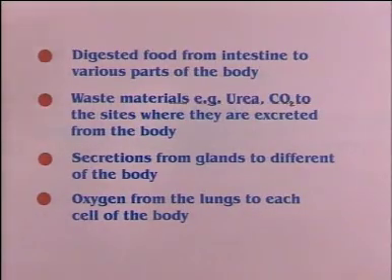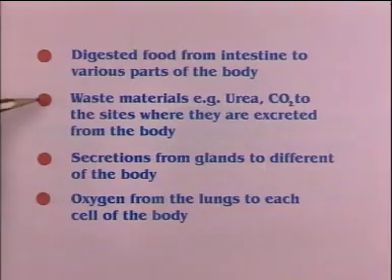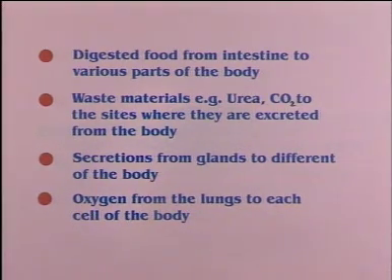From your previous knowledge, you must be knowing that blood is the main transport system of the body. It carries digested food from the intestines to various parts of the body, waste materials, for example, urea and carbon dioxide, to the sites where they are excreted from the body, secretions from the glands to different parts of the body, and oxygen from the lungs to each cell of the body.